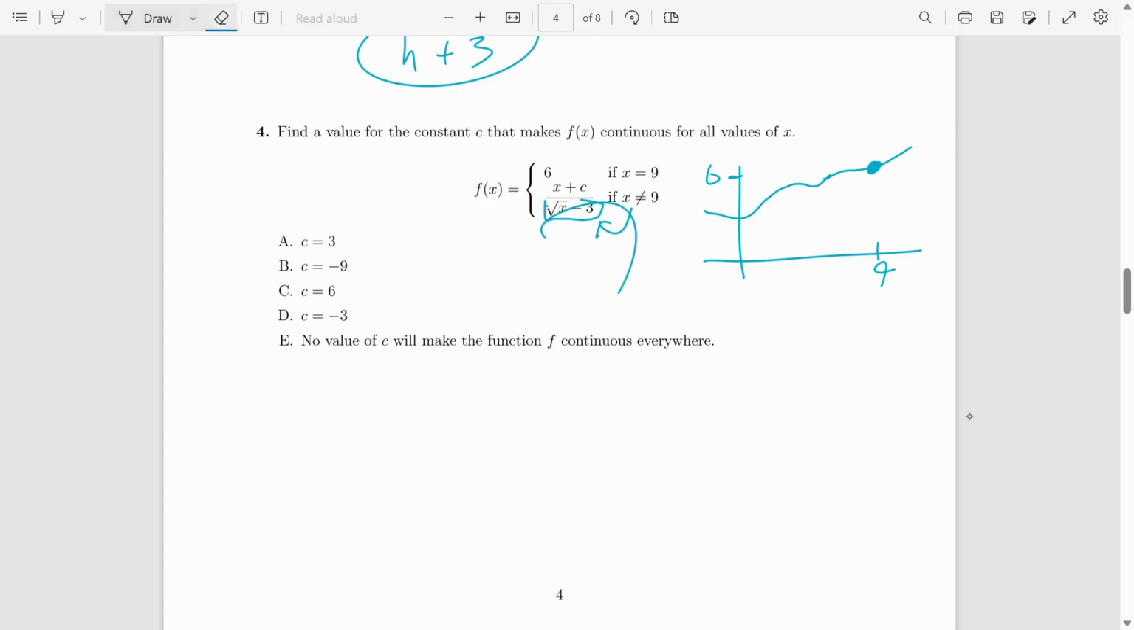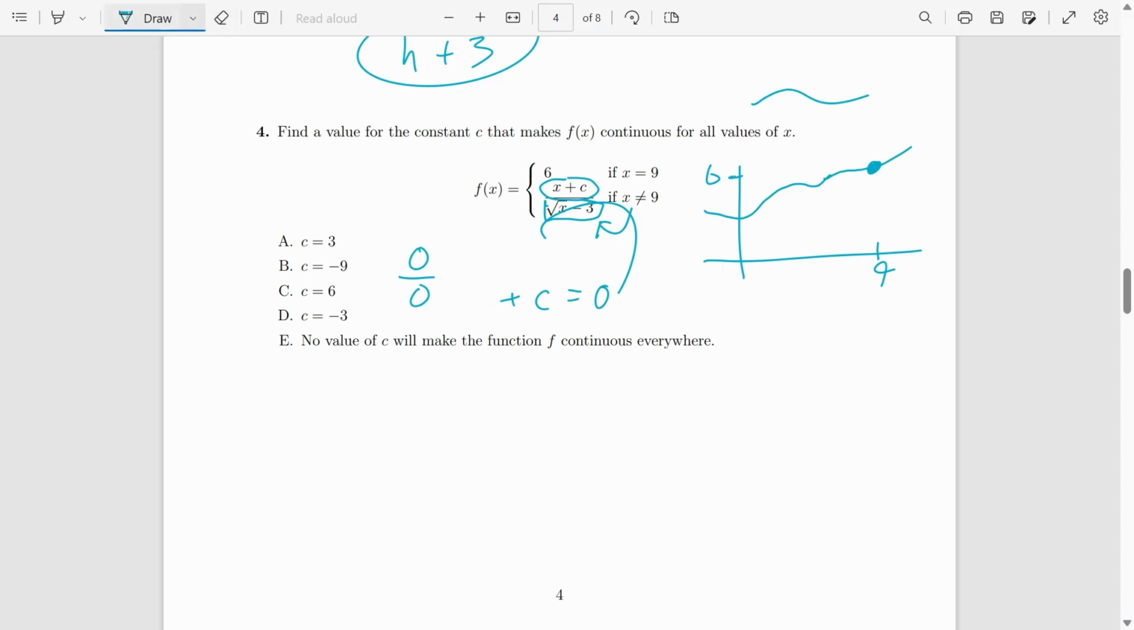Why is my pen not working? There we go. When the denominator equals 0, the only way for a limit to basically exist at that point and for it to still be continuous is if the numerator is also 0. Goddamn pen. Come on, there we go. The only way for the limit to exist here and for the function to still be continuous is if the numerator is also 0. So what we can do is set the top here equal to 0. So x plus c equals 0. And actually, instead of x, we'll do 9 at that point.